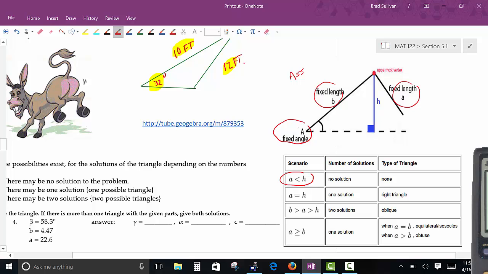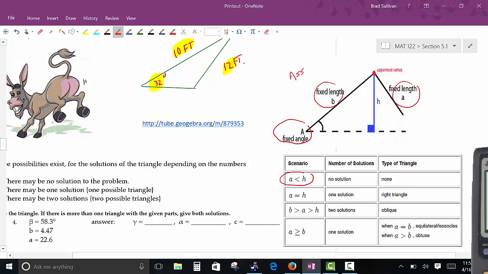Okay? If A is equal to H, so basically if you brought this down and made that equal to this length there, then you could make one triangle. Okay, so you could do that. And then the other thing that happens on this is if this side A is bigger than H, but at the same time smaller than B, okay, then it's possible that you would get two solutions, where you get some kind of a solution going like this.